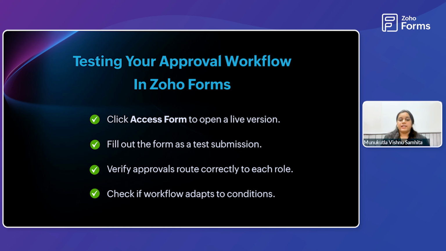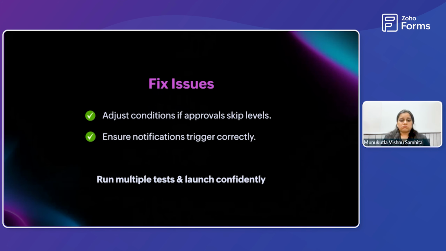If you notice any issues like approvals skipping levels or notifications not triggering, go back to the approval workflow section and tweak your conditions or settings. So once you've run multiple tests and are confident that everything is working as expected, your workflow is ready to roll out.